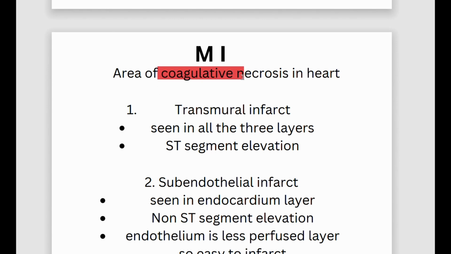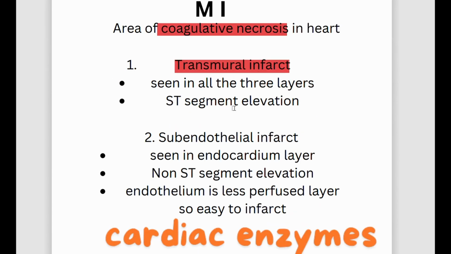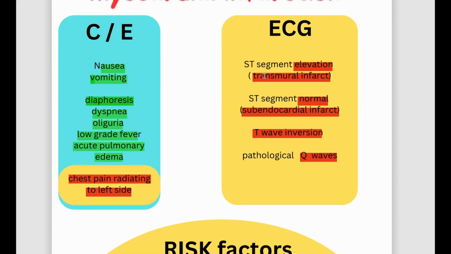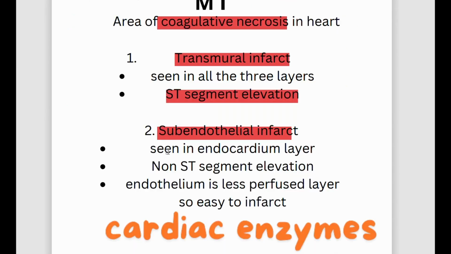The first one is transmural infarction, the second one is subendocardial infarction. Transmural infarction is the infarction in which we see elevation of the ST segment, and subendocardial infarction is the one in which we can't see any kind of ST segment elevation. So transmural means we can observe ST segment elevation, and subendocardial means we observe non-ST segment elevation.